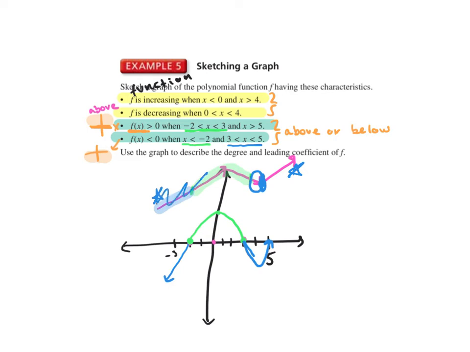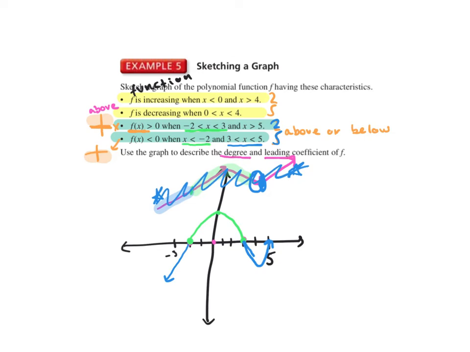So we just ignore everything here, we can erase it, but that's just what tells me where I'm increasing and decreasing at what points. And then I can look at part 2 here, these 2 points, and actually plot points on our graph.